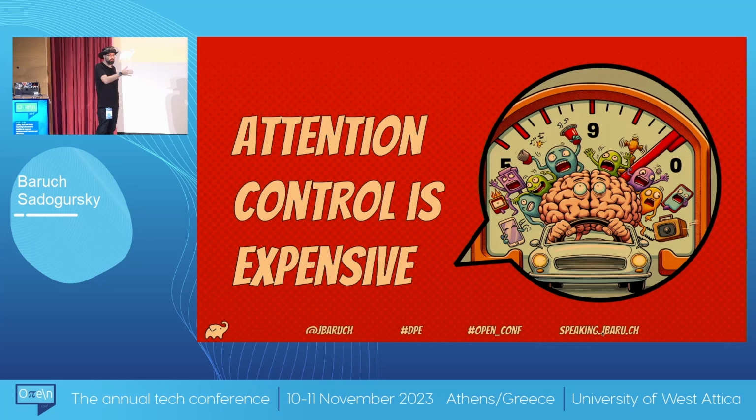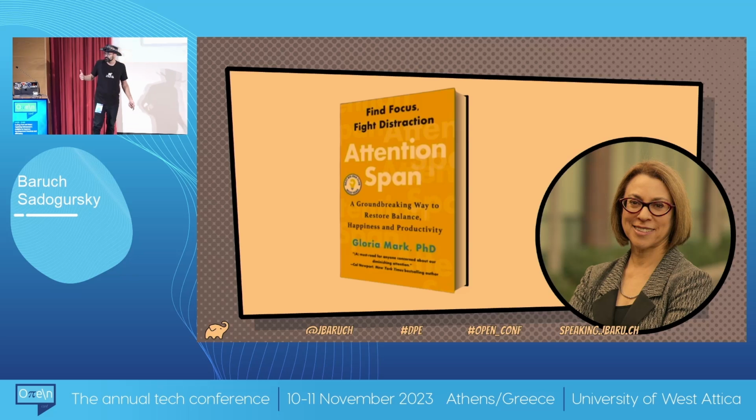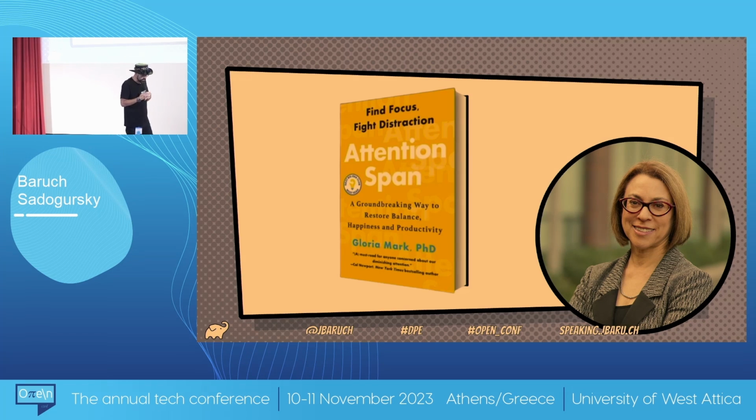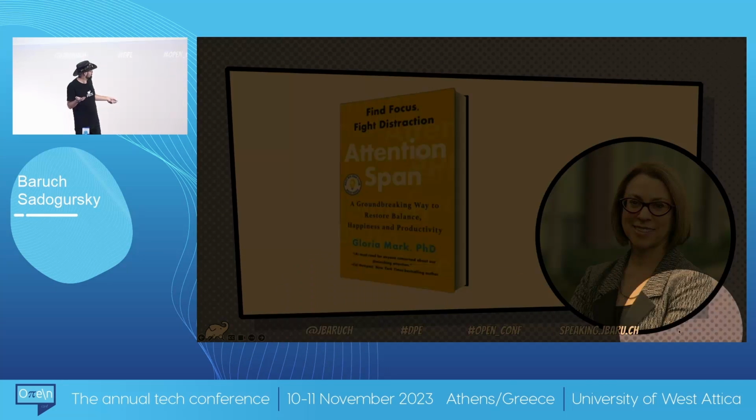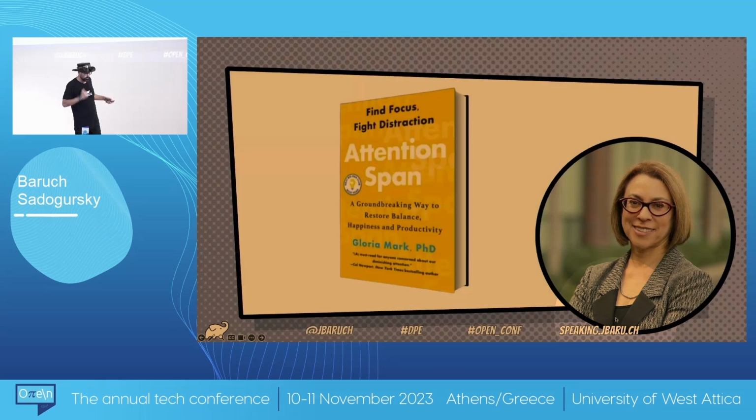Now, what ruins the flow? Generally, what makes attention control so expensive are interruptions. We all know that, we all live through that. Another very important scientist is Gloria Mark. Gloria Mark has studied focus, distraction, and attention for years. She wrote a number of very important scientific papers, and just this year she summarized all her findings in an amazing book called Attention Span. And you know where to find it, right? There is a link to the book.